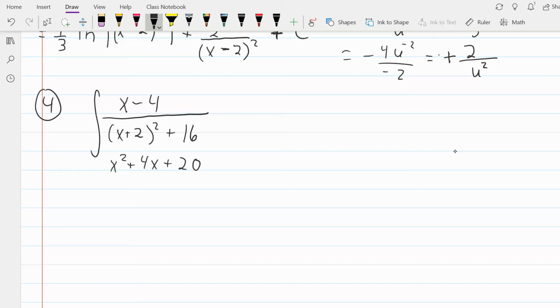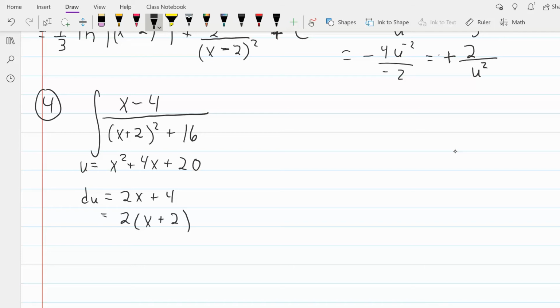Alright, and so if I let that be my u, my du would be 2x plus 4, or 2 times x plus 2. So for this to be a natural log integral, which is what I'm going to start with, and you'll see we're going to get a natural log integral out of this, and we're going to get an arctangent integral out of this. And hopefully you'll see how.